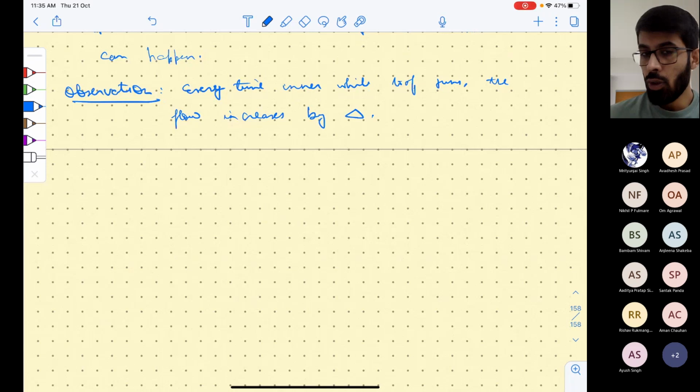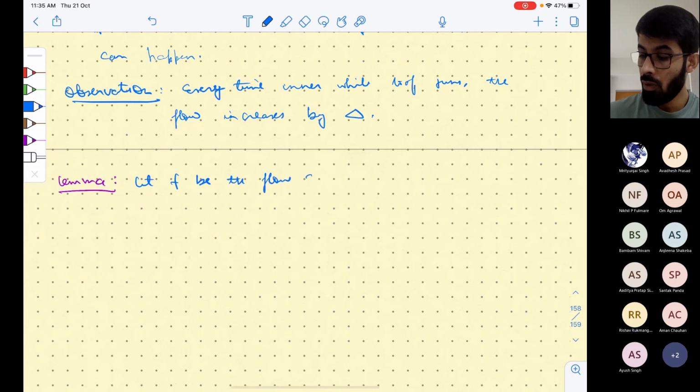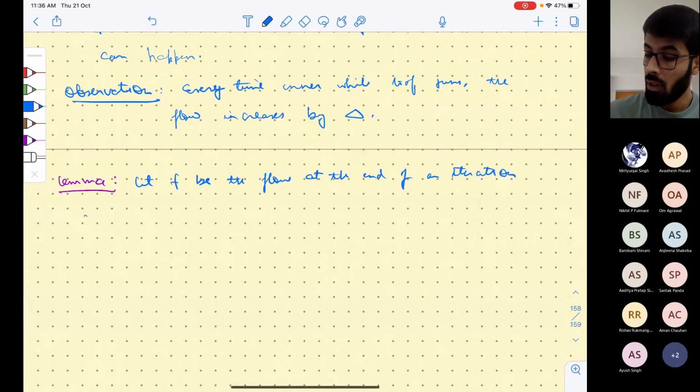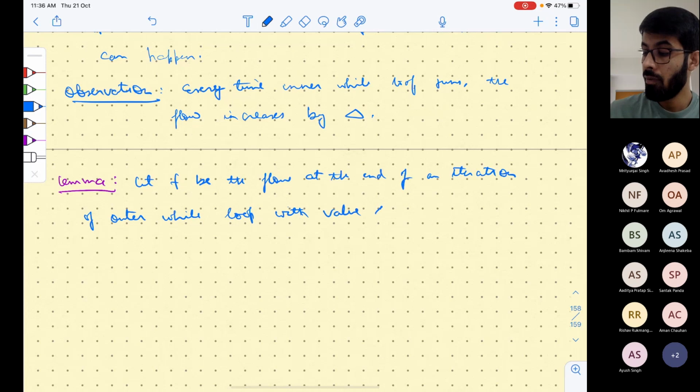So now the key lemma that we are going to show is that after an iteration of the outer while loop has finished for some delta, how much closer we are to the actual maximum flow. We are very close actually. There is not much left. So let's say F is the flow at the end of an iteration of the outer while loop with value delta.